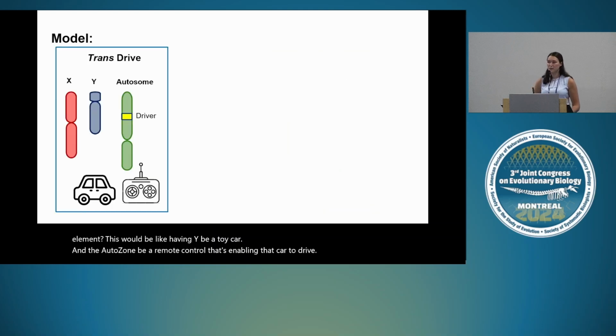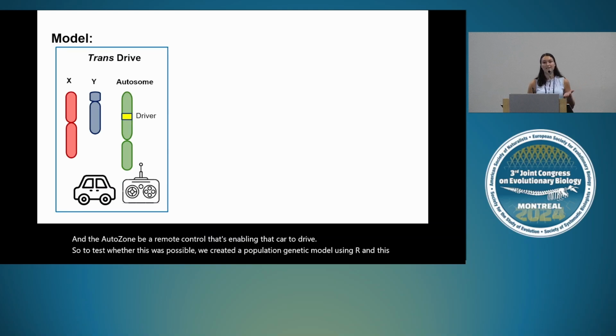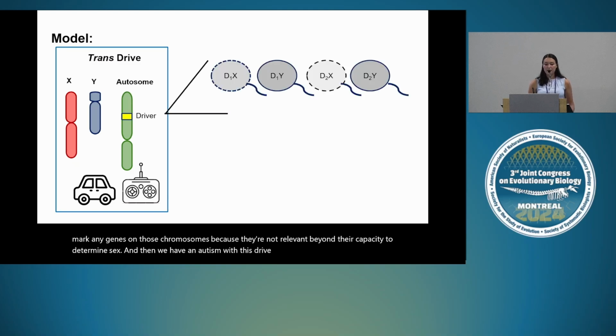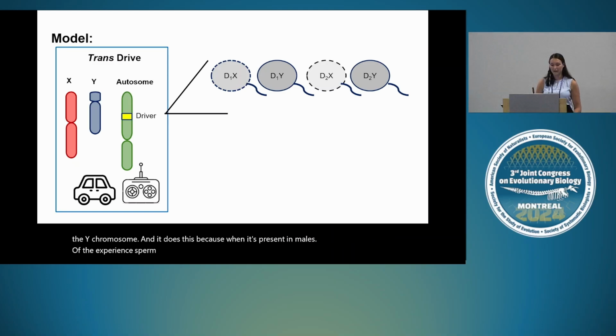So to test whether this was possible, we created a population genetic model using R. And this is our setup. We have the X chromosome and the Y chromosome. You can see that I didn't mark any genes on those chromosomes because they're not relevant beyond their capacity to determine sex. And then we have an autosome with this drive locus. That locus has two different alleles. D1 causes segregation of X and Y at normal Mendelian rates, but D2 causes the spread of the Y chromosome. And it does this because when it's present in males, all of the X-bearing sperm are harmed or killed, leaving behind way more Y-bearing sperm.